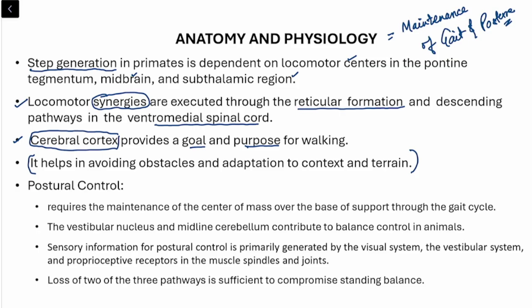Now control of posture. How is posture controlled? Control of posture means the maintenance of center of mass over the base of support through the gait cycle, right? We prevent ourselves from falling. We maintain our posture by maintenance of center of mass over the base of support.